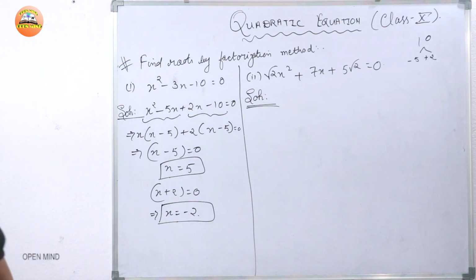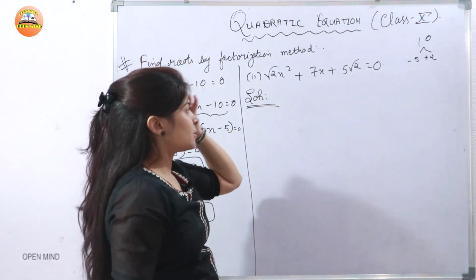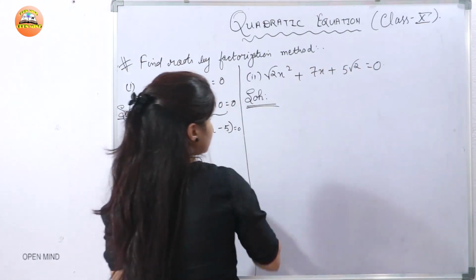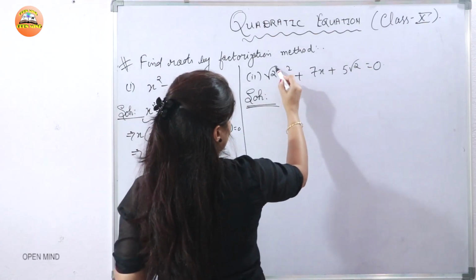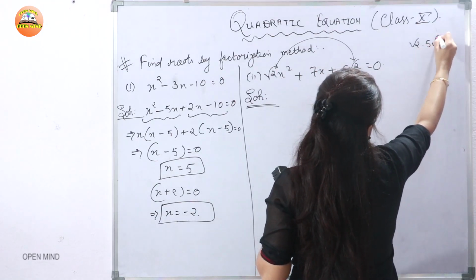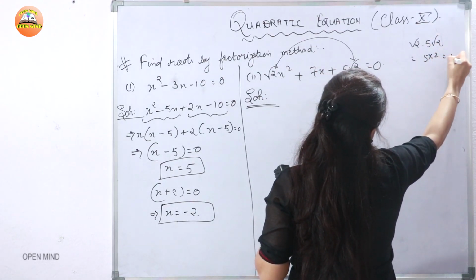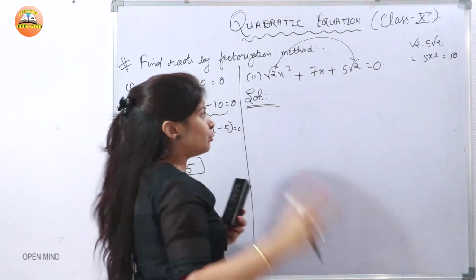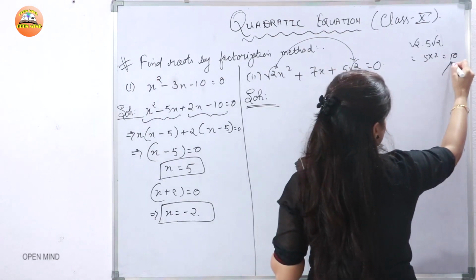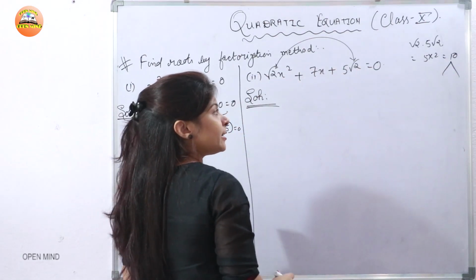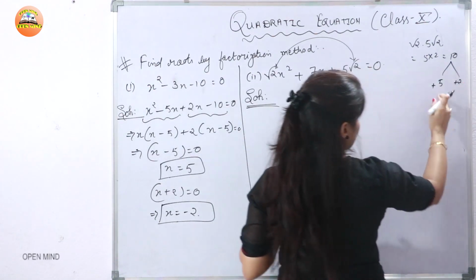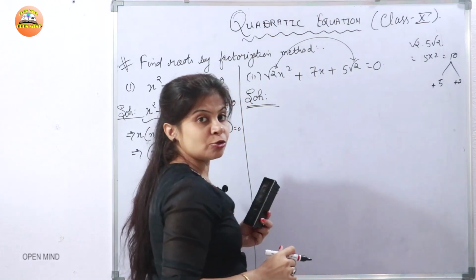Now similarly, the next question is root 2 x square plus 7x plus 5 root 2. As I said, whenever the coefficient is not 1, you have to multiply this and this term. So when you multiply root 2 into 5 root 2, we get 5 into 2, which is equal to 10. Now we have to split 10 in such a way that on multiplying we get 10 and on adding we get 7. So we can take plus 5 and plus 2. 5 into 2 is 10 and 5 plus 2 is 7.